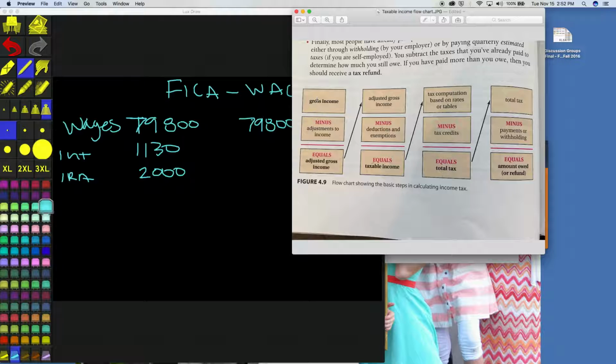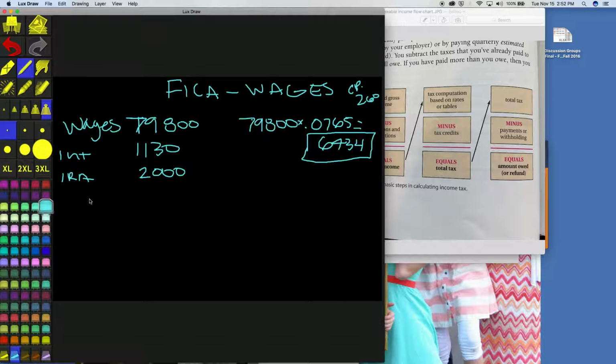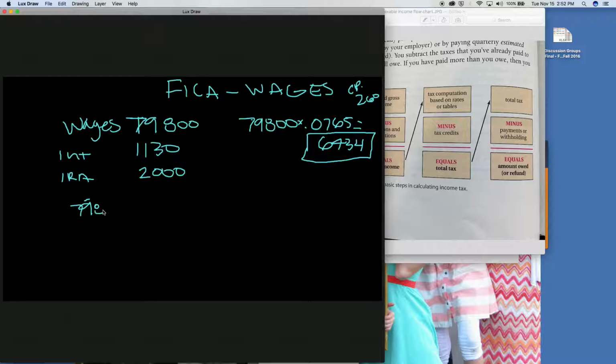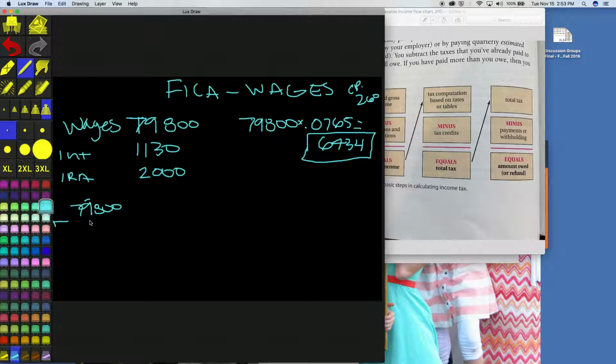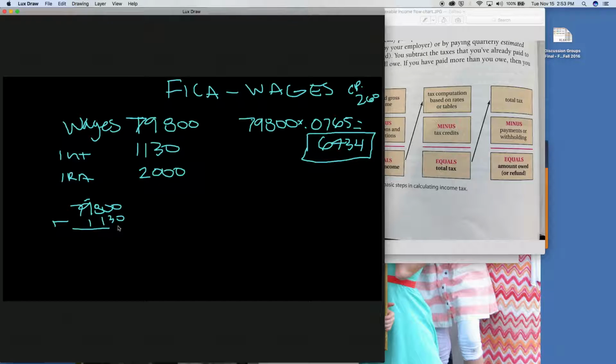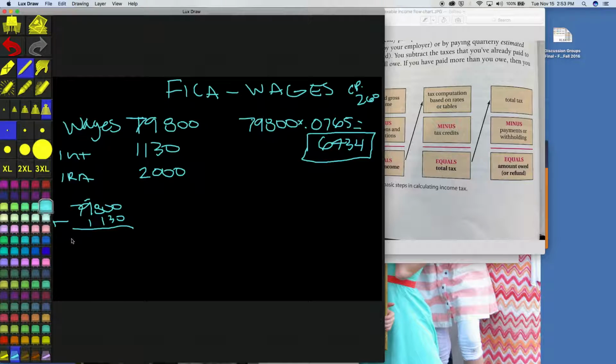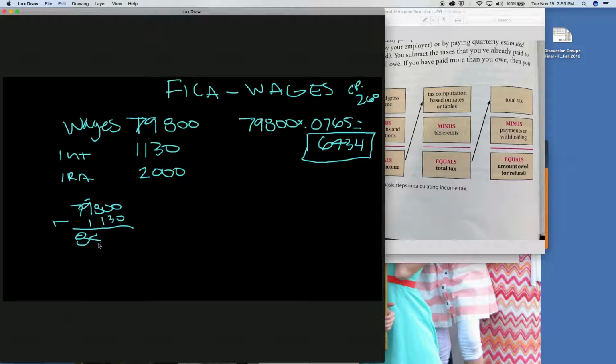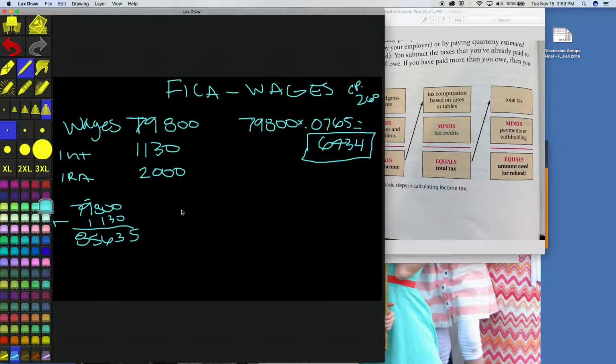All right, so I start with my gross income. My gross income is my wages plus my interest. So gross income is going to be wages, $79,800, plus my interest, $1,130. My gross income is going to be $85,635. That's how much money I earned this year.